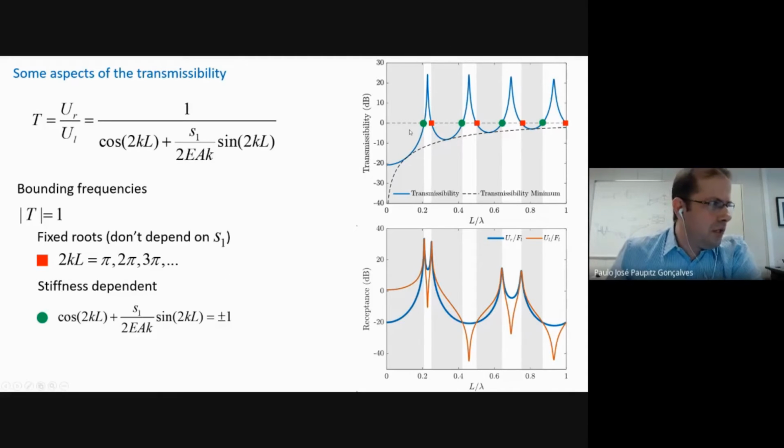Secondly, there are other roots where the transmissibility equals 1, which I plotted with these green circles here. To find them, you need to solve this equation. So actually, they are stiffness dependent. And also, some of these are related to resonance. This first one is related. The second one is not. The third one is related. So if we make this stiffness nonlinear, we are probably going to see some effects on this first resonance and on the third because it has large displacement. So let's see that.